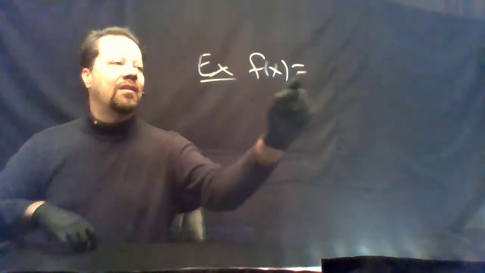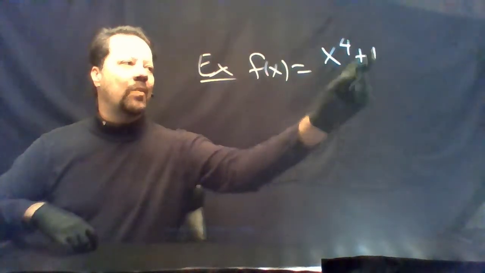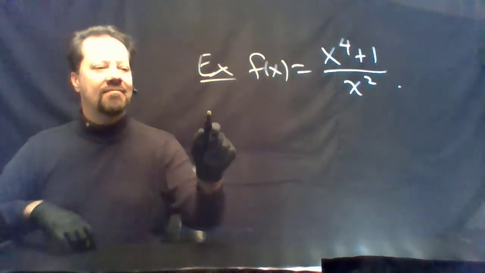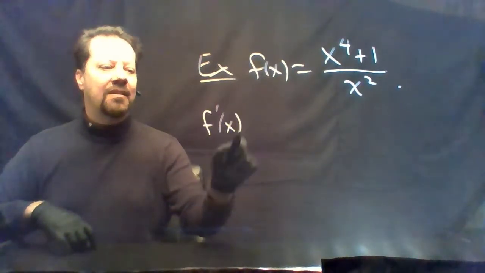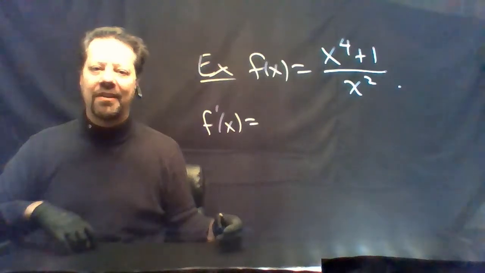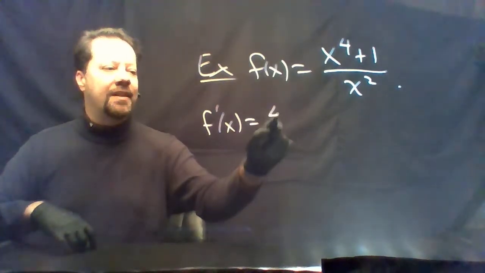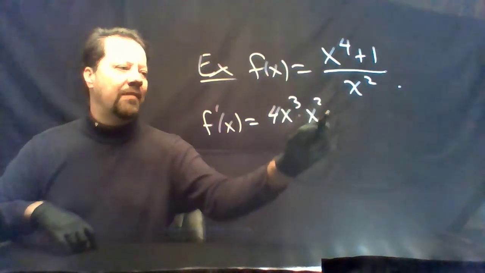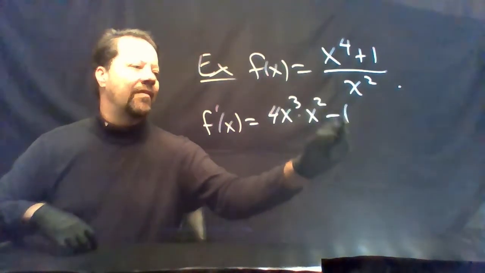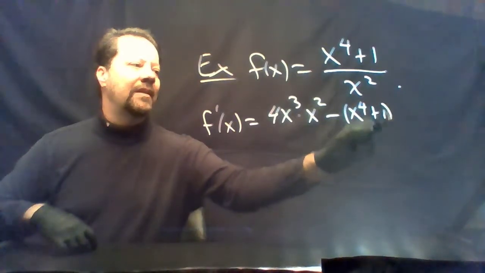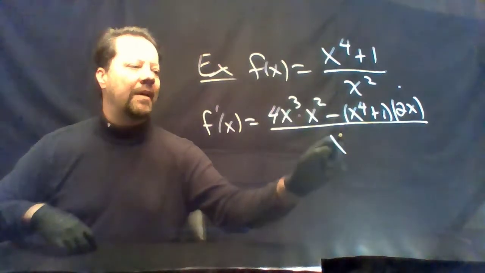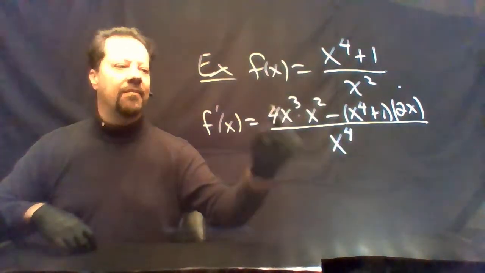For our next example, we'll look at x to the 4th plus 1 over x squared. First, we calculate the derivative so that we can find the critical points. The derivative of the top is 4x cubed times the bottom minus the top, x to the 4th plus 1, times the derivative of the bottom divided by the bottom squared.